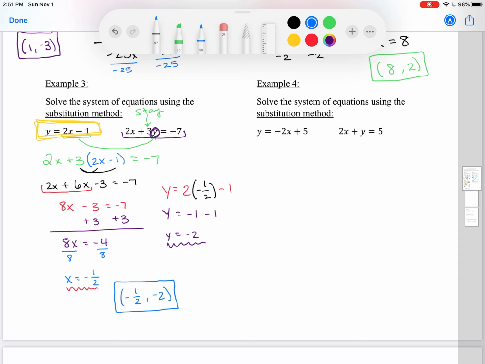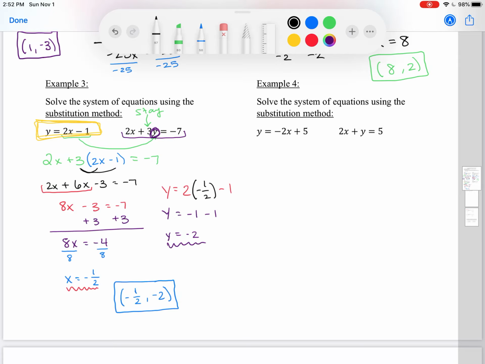I have my x, I have my y, so my final answer will be negative 1 over 2, comma, negative 2. X first, y second. Practice that substitution, all right? Even if we like graphing more, tonight's homework will just be substitution method. But by the time you get to your final and your test, you can choose whichever method you prefer.